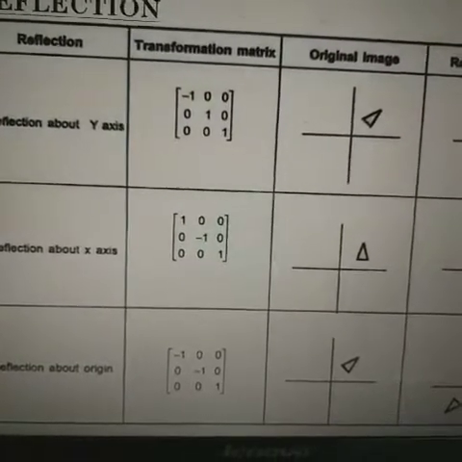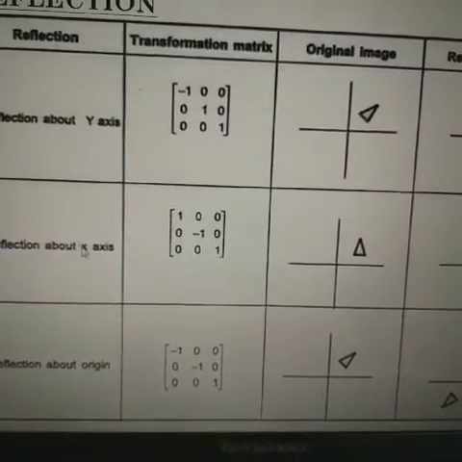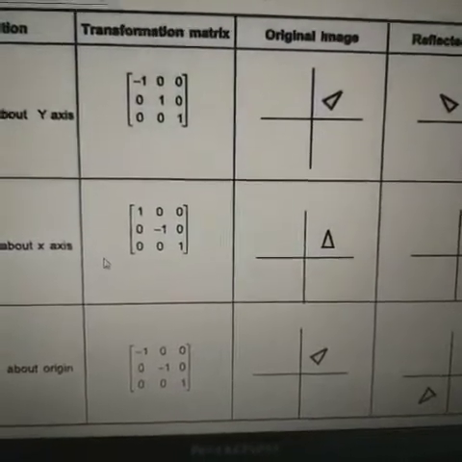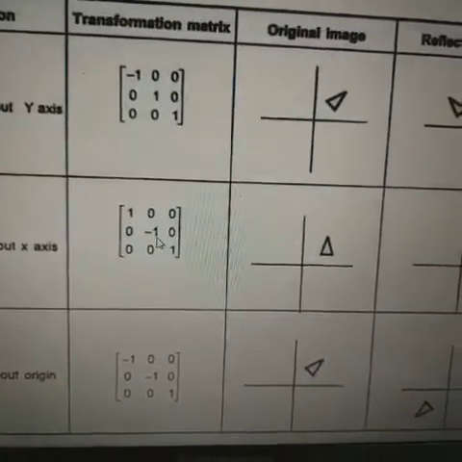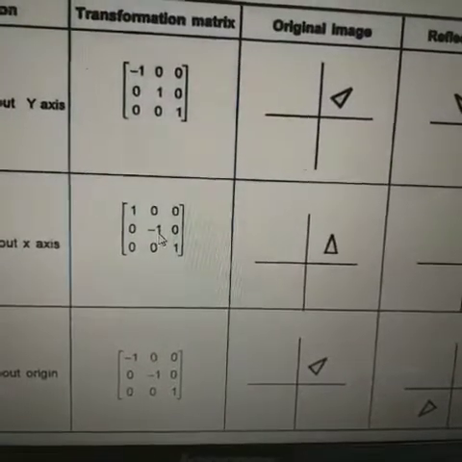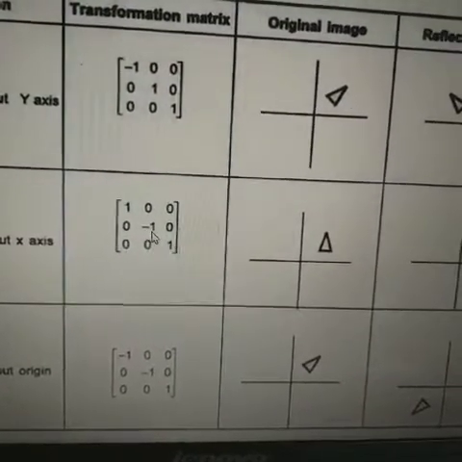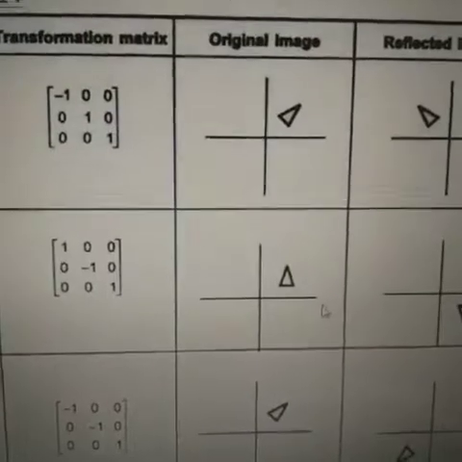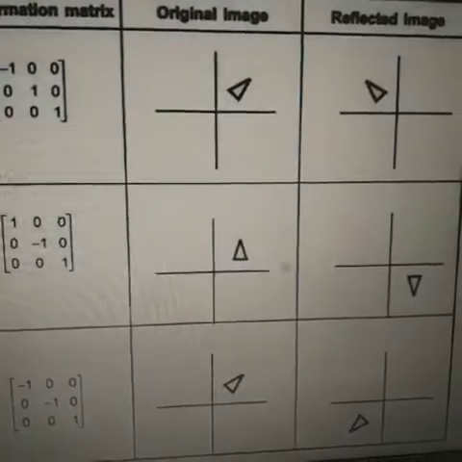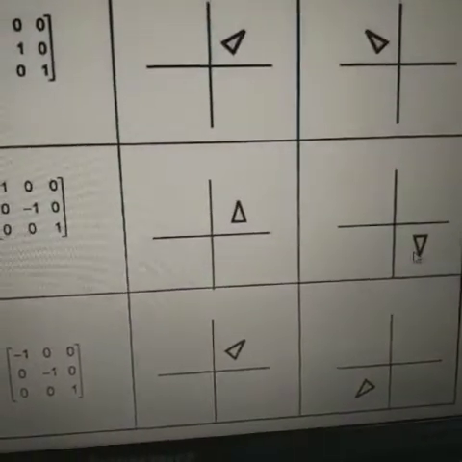If we have the object about the x-axis, then क्या होगा हमारे पास? डायगोनल फॉर्म में सेकंड रो में सेकंड पॉइंट जो है वो क्या आएगा? -1. सो दिस इज द ऑब्जेक्ट ऑन द एक्स एक्सिस एंड दिस इज द रिफ्लेक्टेड ऑब्जेक्ट.